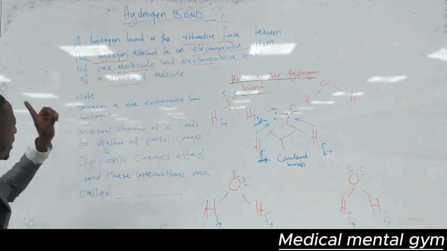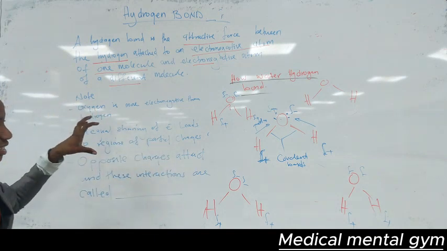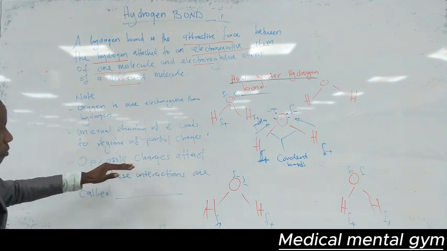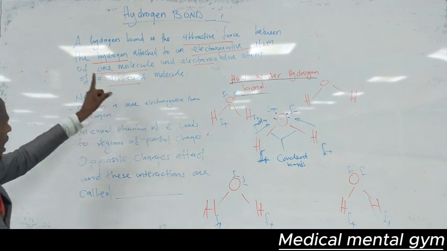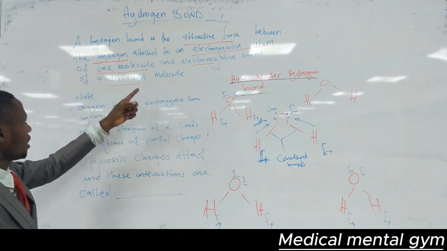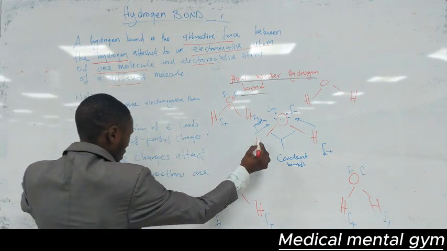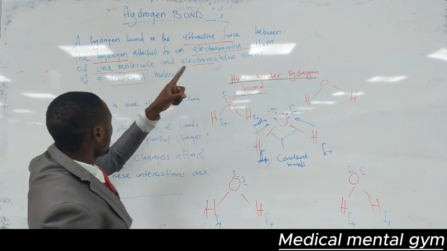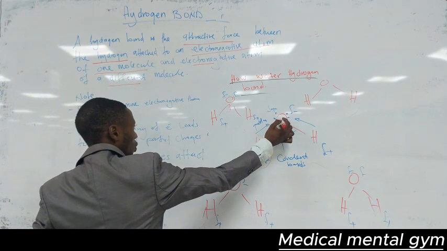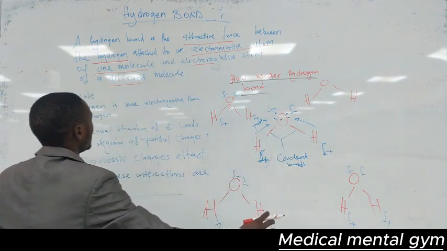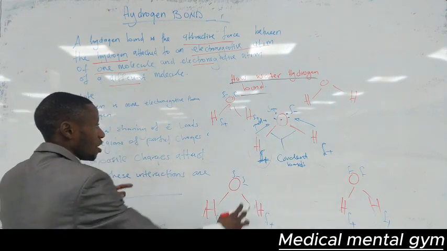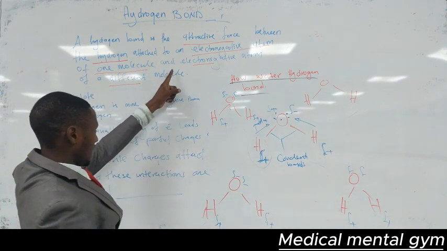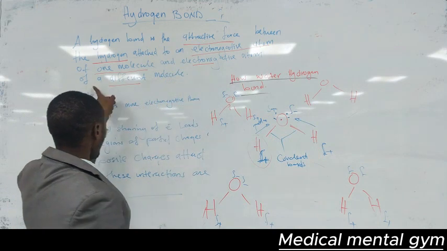Let's look at the definition again so that we cement this understanding properly. A hydrogen bond is the attractive force between the hydrogen. So let's look at this hydrogen, hydrogen attached to an electronegative atom. So this is an electronegative atom, oxygen, of one molecule. So meaning the whole of this molecule, and an electronegative atom of a different molecule.